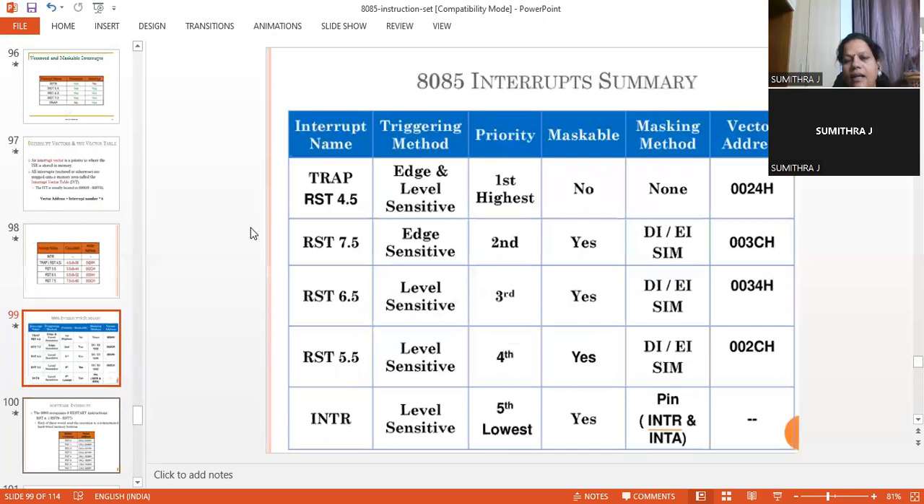And coming to the next slide, it gives a summary of the 8085 interrupts and how they can arise. TRAP is triggered by both edge and level triggering, whereas RST 7.5 is only edge triggered. INTR, RST 5.5 and 6.5 are all level sensitive. TRAP has the highest priority, followed by 7.5, 6.5, 5.5, and INTR. Among the five interrupts, TRAP alone is non-maskable, and the remaining hardware interrupts are maskable by using the enable interrupt, disable interrupt and SIM instructions. And the vector locations of all are known except for INTR.